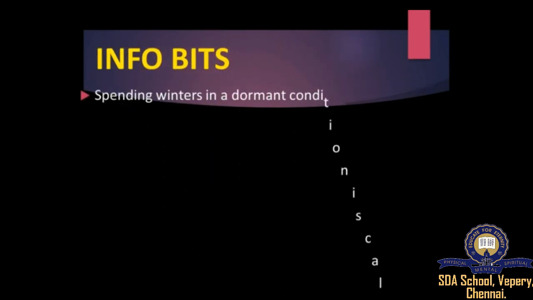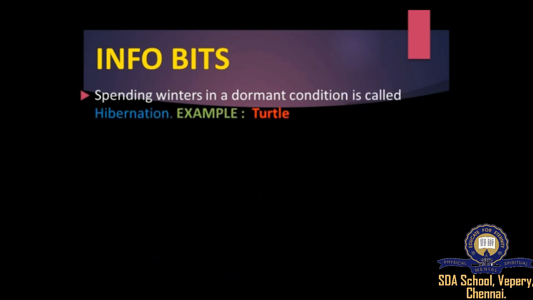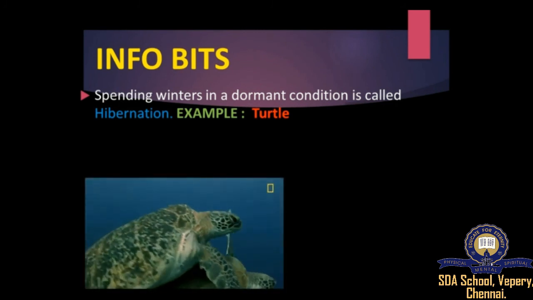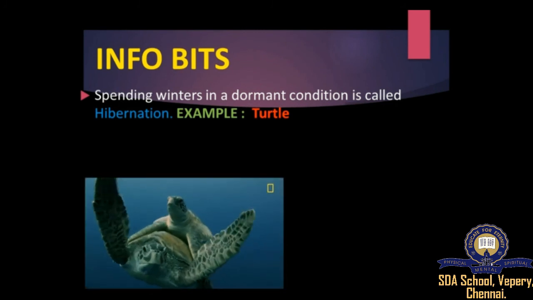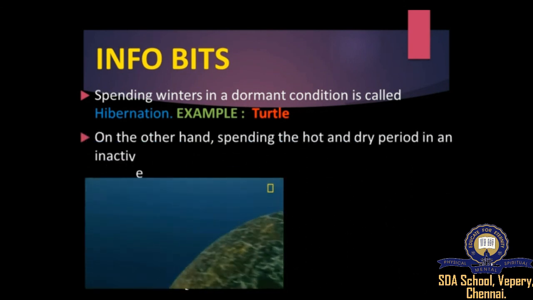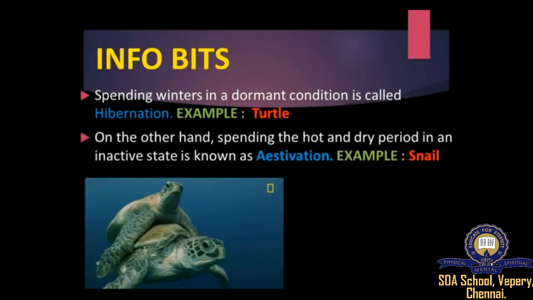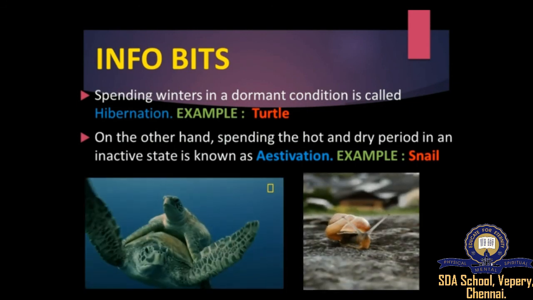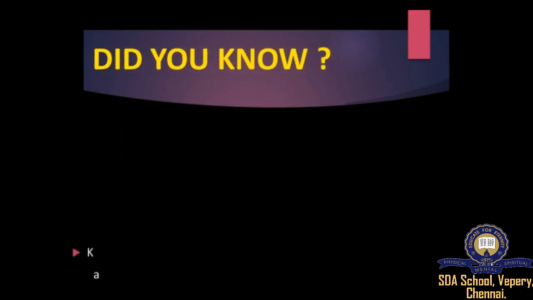And next we moved on to the infobits. In infobits we saw about hibernation and estivation, right? So spending winters in a dormant condition is called hibernation, and the example for the hibernation process is turtle. On the other hand, spending the hot and dry period in an inactive state is called estivation, and for example snail.